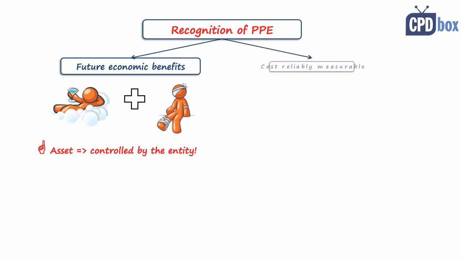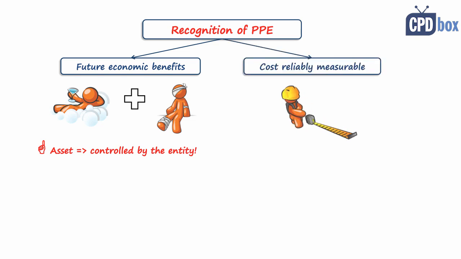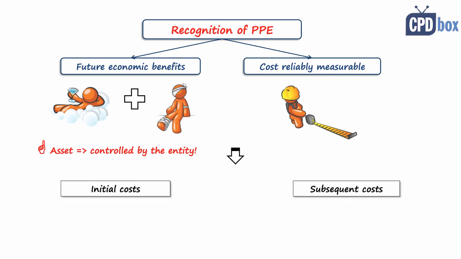The second condition: the cost of the asset must be reliably measurable. So if you cannot measure it, then you cannot account for it as an asset. And these two conditions apply both for initial costs and costs incurred after initial recognition, or subsequent costs.